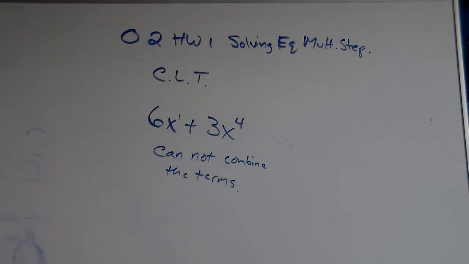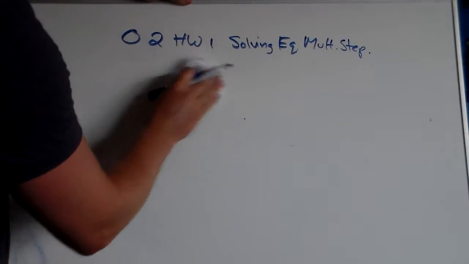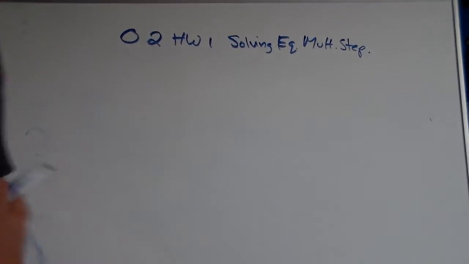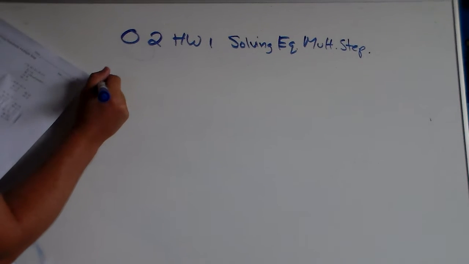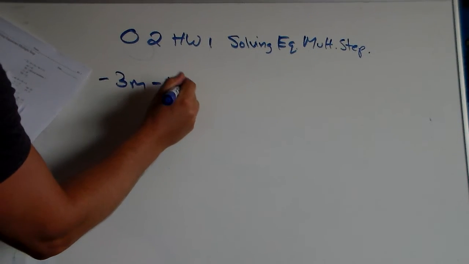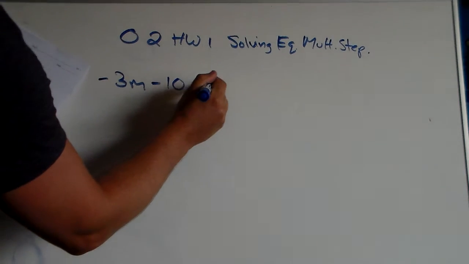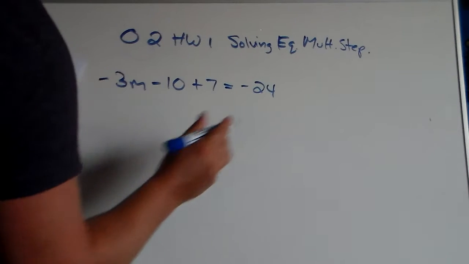Alright, let's get right to the homework now. We're going to do problems 1 through 5. We're going to practice combining our like terms. So problem number 1. We got negative 3m minus 10 plus 7 equals negative 24.